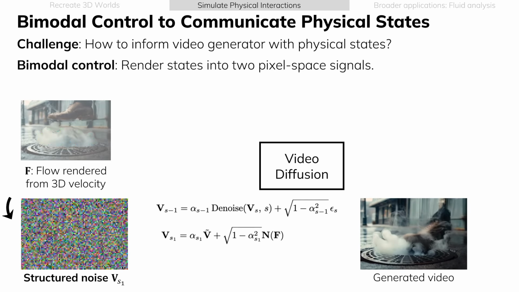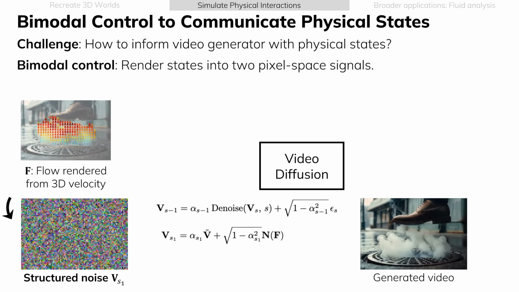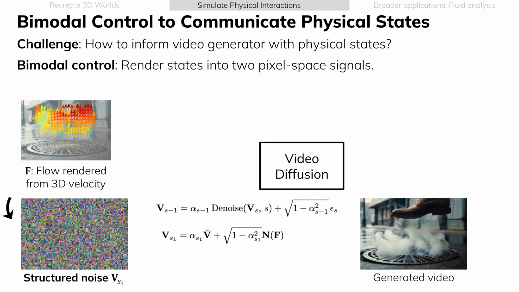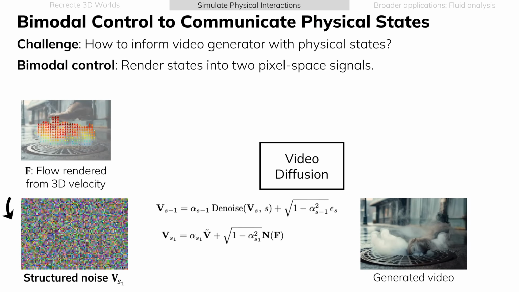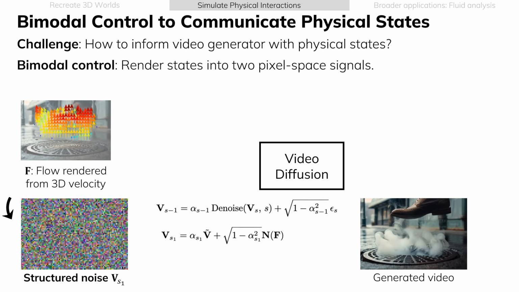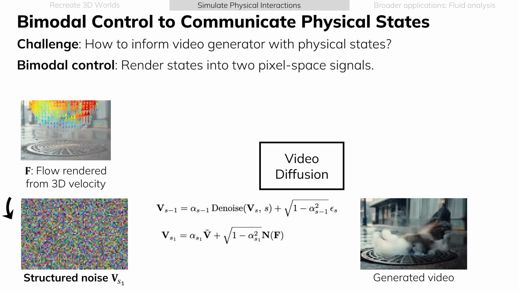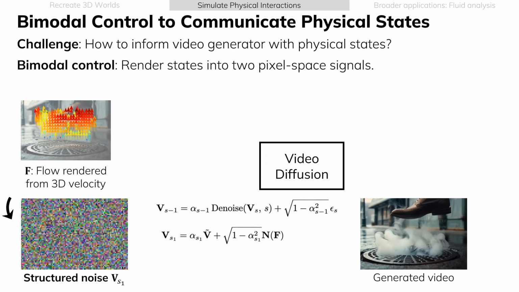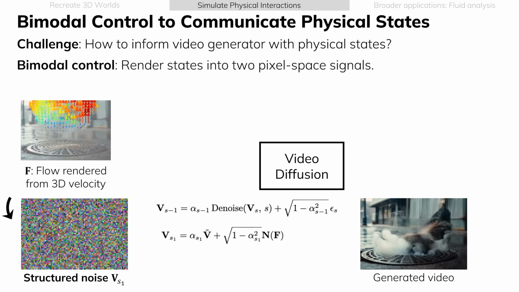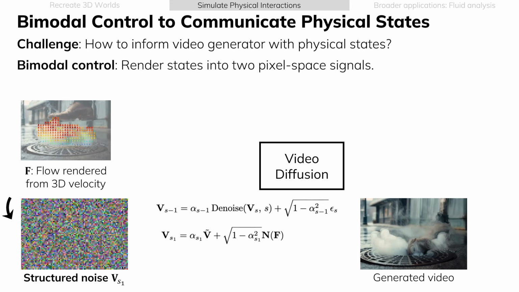And the first signal here is the simulated motion. So we render the 3D velocity into the 2D screen so that there are optical flows. And we use the optical flow to modulate the noise inputs to the diffusion model. And this creates a structured noise. And you probably see that the pattern in the structured noise reflects the motion that is simulated.